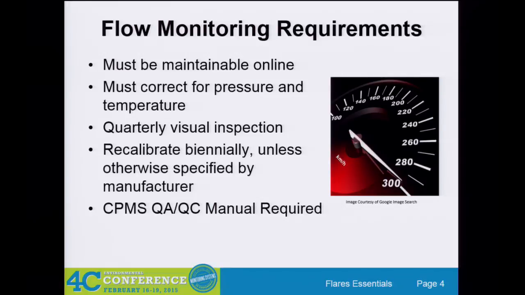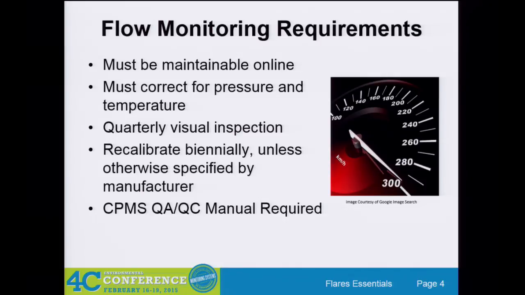The flow meter has a requirement for a quarterly visual inspection. That is basically to check the wires to make sure you don't have any breaks in the wires or frayed wires, things of this nature. If you don't want to have to do that, if you install redundant sets of transducers, you do not have to do the quarterly visual inspection.